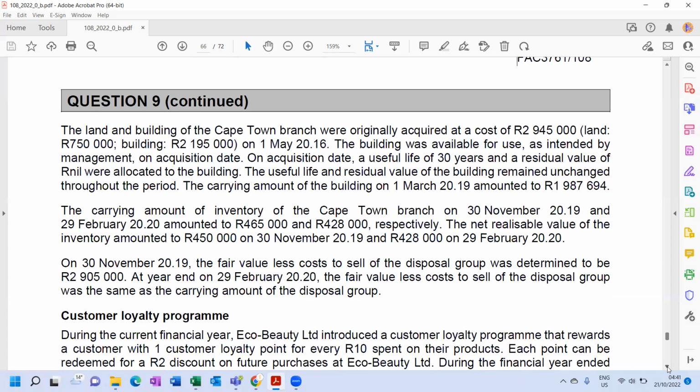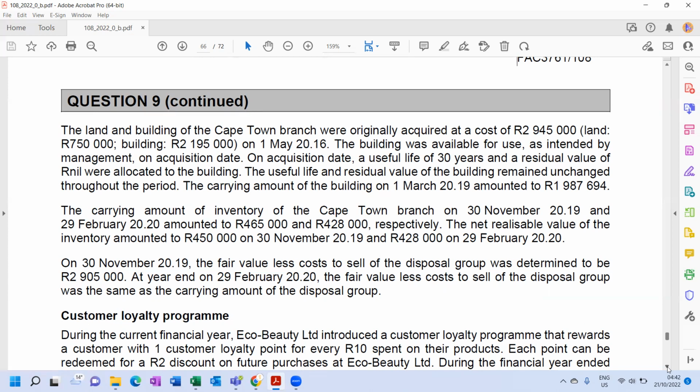The carrying amount of the building on 1 March 2019, that is the beginning of the financial year, amounted to 1,987,694. The carrying amount of inventory of the Cape Town branch on 30th November 2019 and 29 February 2020 amounted to 465 and 428 respectively. The net realizable value of the inventory amounted to 450 on 30th November 2019 and 428 on 29 February 2020.